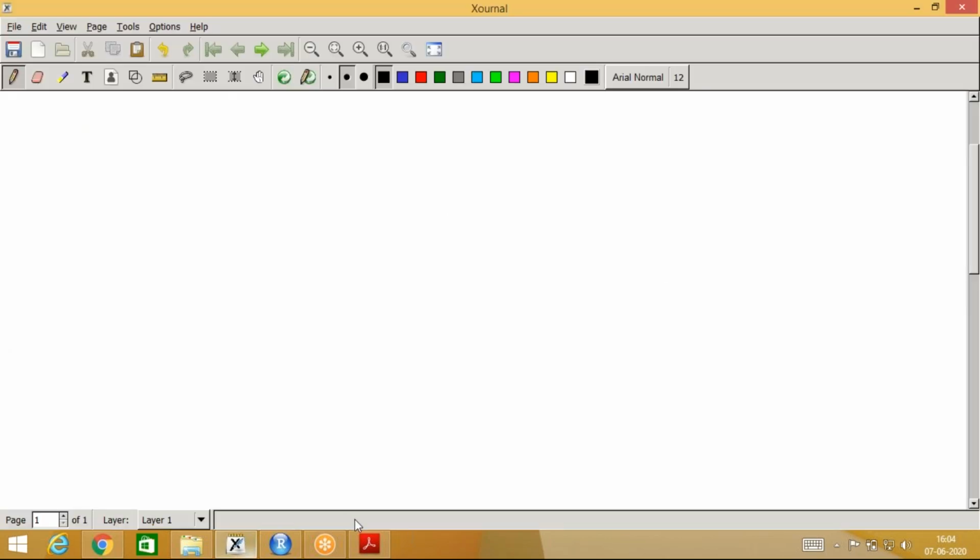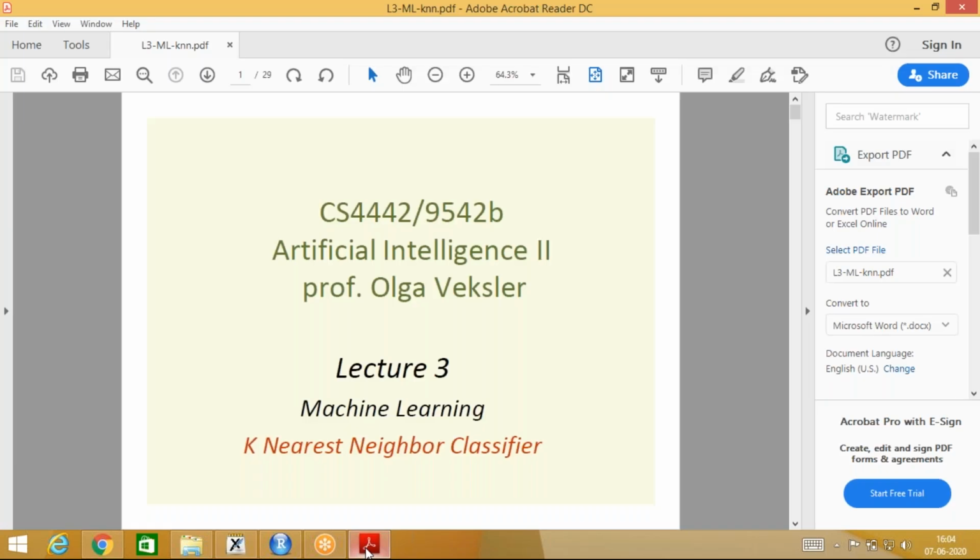So the topic that we will discuss first is called K nearest neighbor. I have borrowed this particular PPT from Professor Olga Veksler, and the link has been given in your Canvas as well, and this is basically the starting of machine learning.